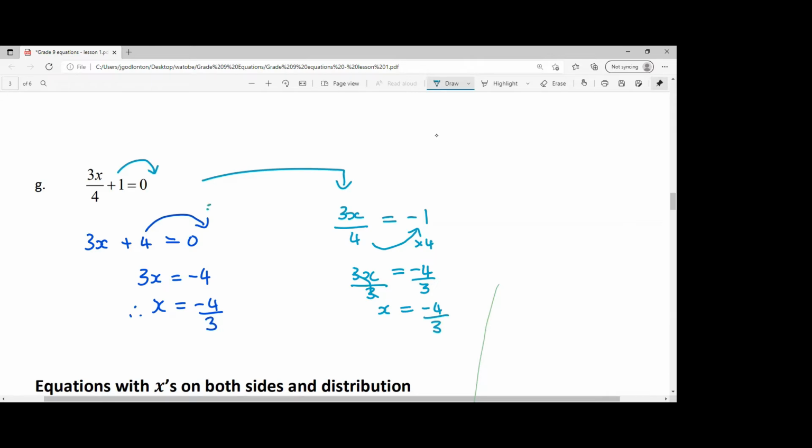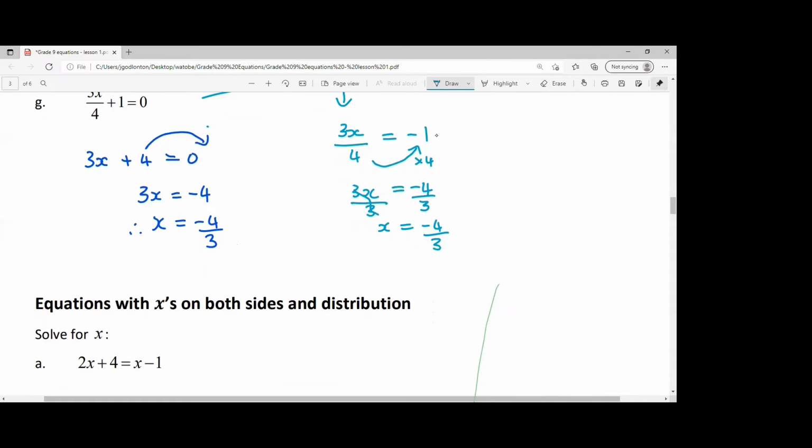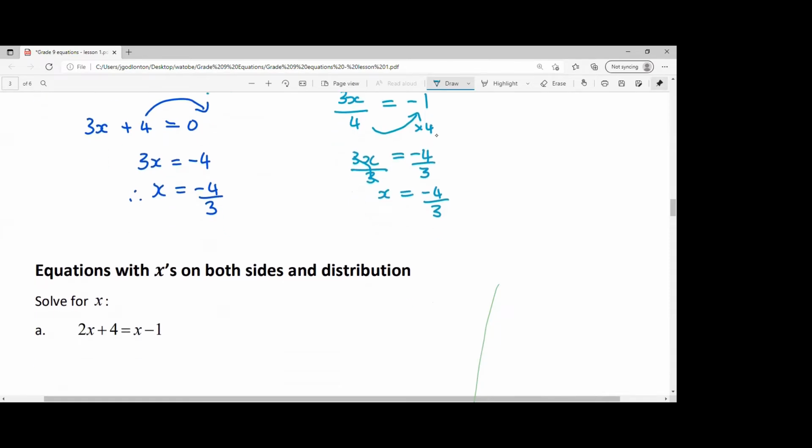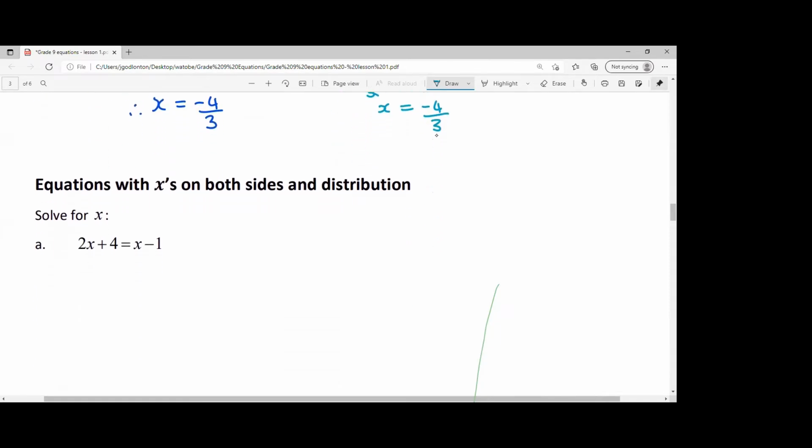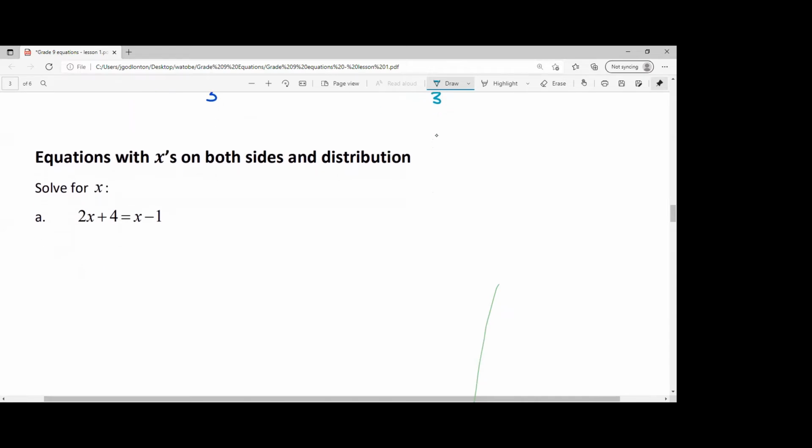The blue side, over here, is very similar to how we're going to do a lot of the grade 9 sums, so it's a really good way to get started. But the right side is absolutely fine to do as well. Okay, now we're going to start making things a little bit trickier. We're going to have x's on both sides of the equation.